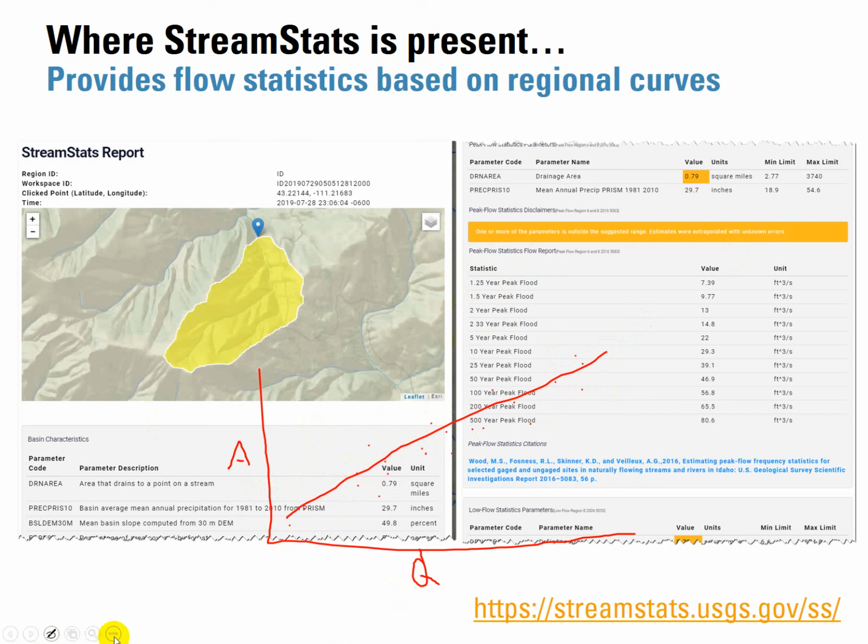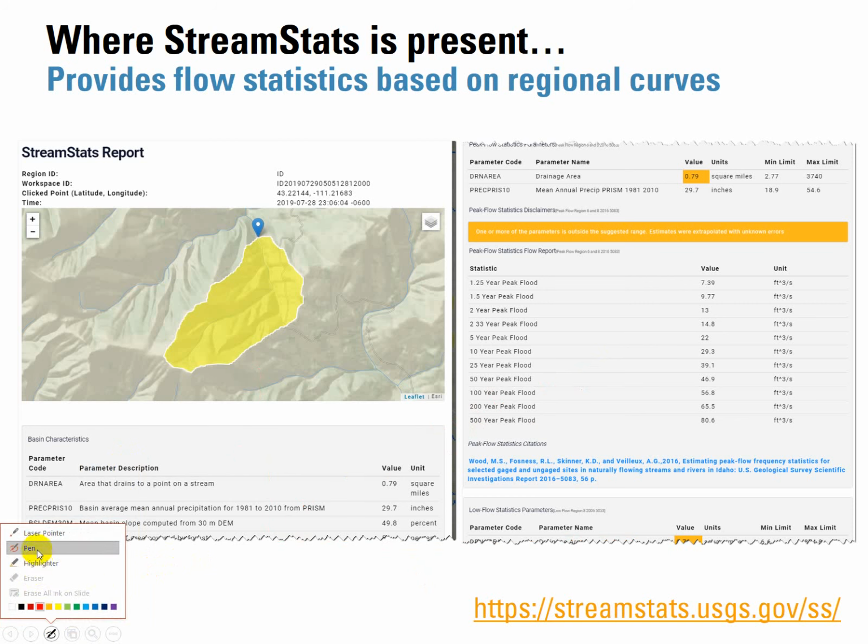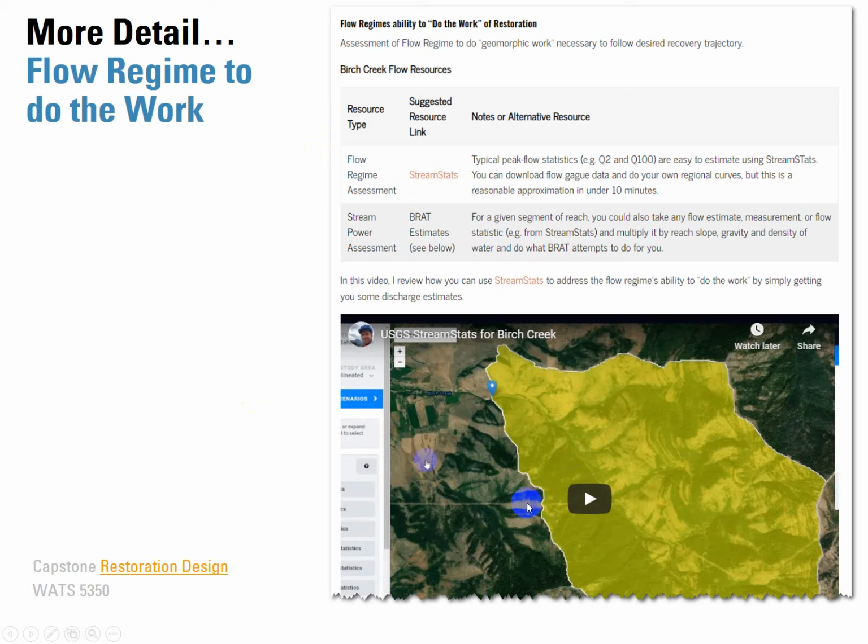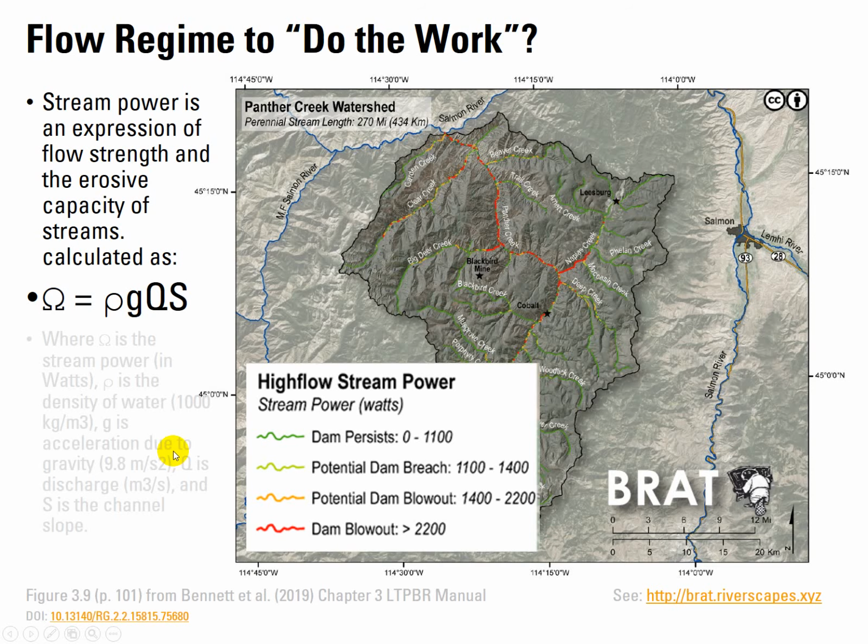We'll just turn off our pen. Erase all ink, there we go, and turn off my pen. This is just readily available. You can spit out a nice report. I walk you through it for a specific example in a video here if you need that demo.